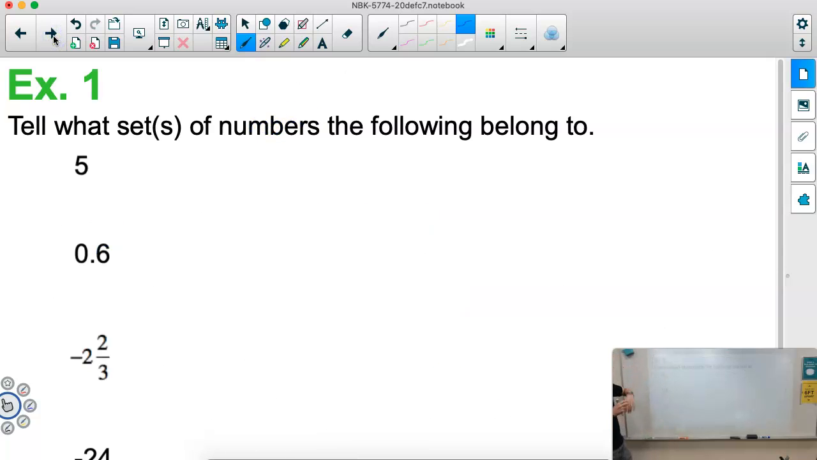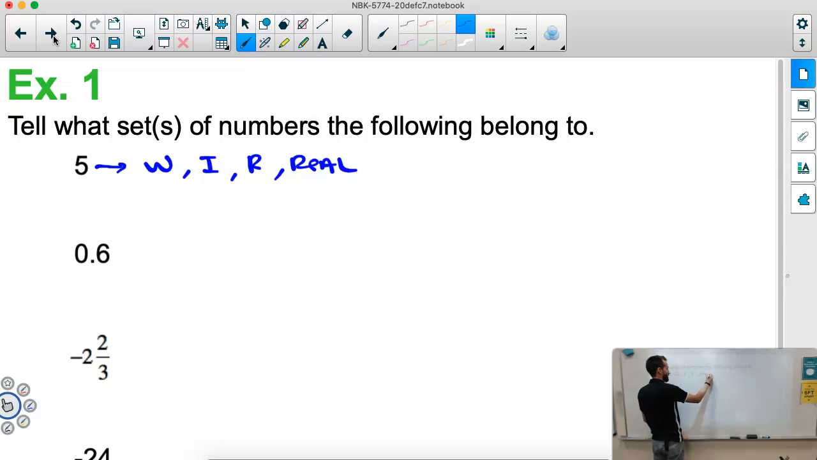Okay, so it just asks us, just kind of working with those, we want to be aware, tell what sets of numbers the following belong to. So they want to make sure you understand what this fits into. So this would be a whole number, an integer, a rational number, and a real number. This is all of the categories. It fits into all of them. Okay. This one, it's not a whole number, it's not an integer, but it is a rational number. Notice it does not continue, just 0.6.